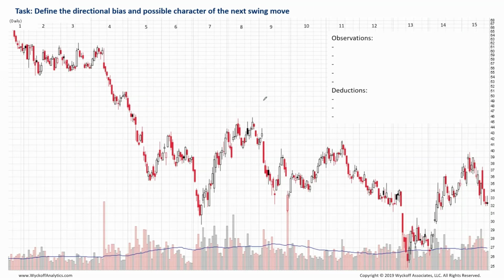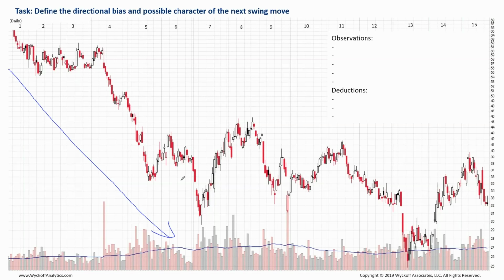Well, let's start first with the bias that precedes the trading range. What is the bias that precedes the trading range? It's a down bias all the way down to there. Okay.